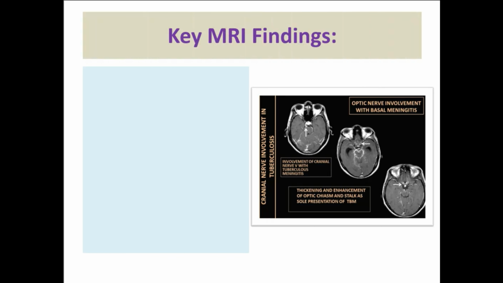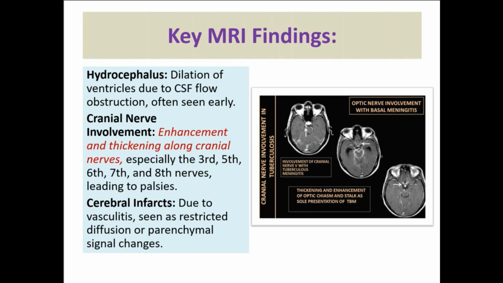Key MRI findings: hydrocephalus, dilation of ventricles due to CSF flow obstruction, often seen early. Cranial nerve involvement, enhancement and thickening along cranial nerves, especially the 3rd, 5th, 6th, 7th, and 8th nerves, leading to palsies. Cerebral infarcts, due to vasculitis, seen as restricted diffusion or parenchymal signal changes.